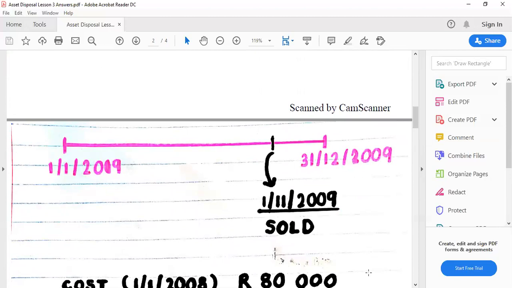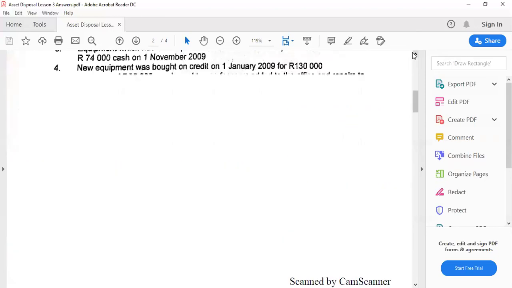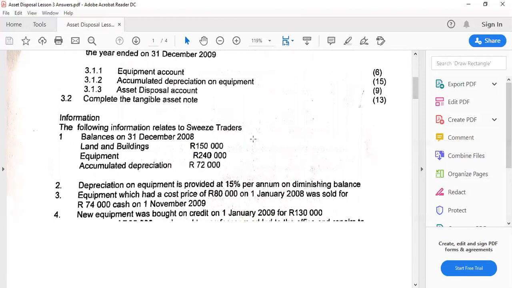So if you look at the DCAST principles, if you think about the cost price and the selling price, right? So if we go back here, it's given to us here in point 3. It says equipment which had a cost price of 80,000 rand. So can you see that? That 80,000 rand is given to us as the cost price, and the selling price, which is 74,000 rand, is also given to us. Okay, so the 80,000 rand is the cost and the 74,000 rand is the selling price.